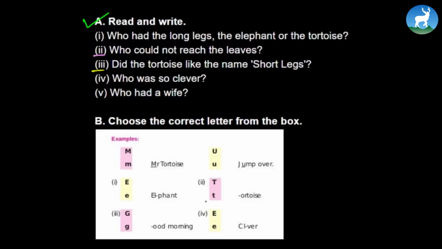Okay, now let's go to this one. Number B. Choose the correct letter from the box. So M, you see capital M followed by a small one. We use Mr. Tortoise. Jump over a small letter here. Okay, E-L, we're gonna use E. I mean elephant. And for tortoise, we'll use the capital T. Good morning, we'll use capital G. And in here, we are going to use the small a. All right?